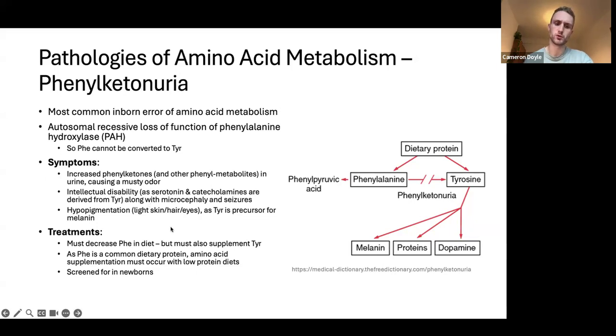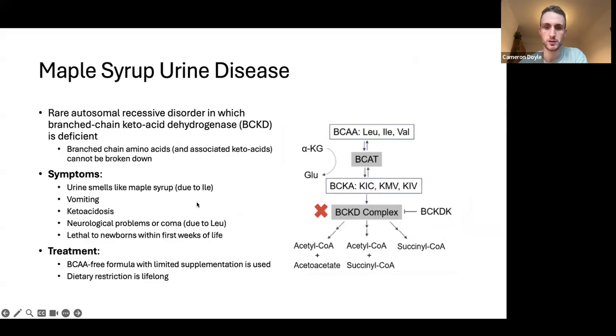The symptoms will present in young children, and they'll have things like intellectual disability due to low levels of neurotransmitters, hypopigmentation, and in terms of treatments, you have to decrease phenylalanine from the diet. So they have to eat quite specific things, and you must supplement tyrosine. It's quite difficult to do because phenylalanine is a common dietary protein. But this is a condition that's screened for in newborns.